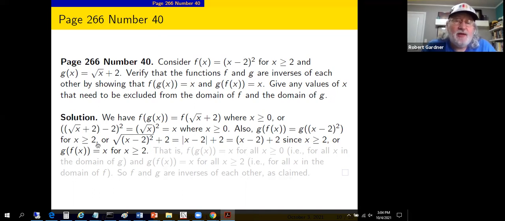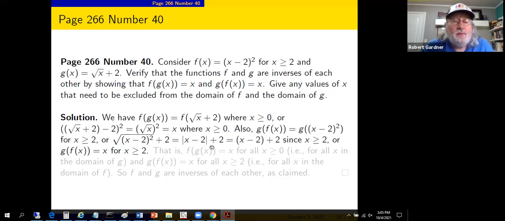Notice x has to be greater than or equal to 2 because that's the condition on the f function right there. What does g do to things? It takes the square root of the thing and adds 2. So we'll get the square root of this thing, (x minus 2) quantity squared. So we get the square root of something squared, (x minus 2) squared, and then 2 added. What do you get when you take the square root of something squared? You get the absolute value of the something. So we get the absolute value of x minus 2, and then the 2 added on from this term.